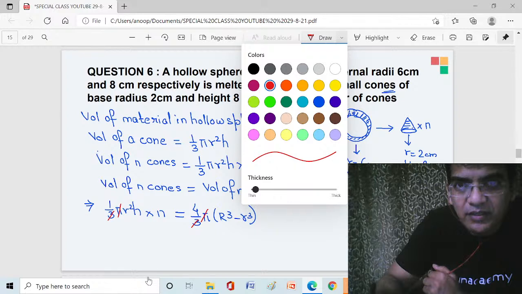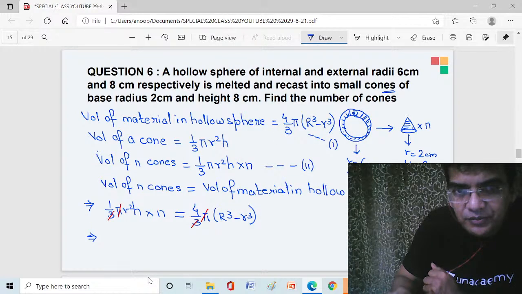Okay, now we will substitute the values. Here it is r square into h. So this is the radius and height of the cone. You can see the radius and height of the cone: 2 square, and the height is 8. On the right side, 4. Now these are the external and internal radius of the hollow sphere. They are 8 and 6. On the left side we have 4 into 8, 32n.